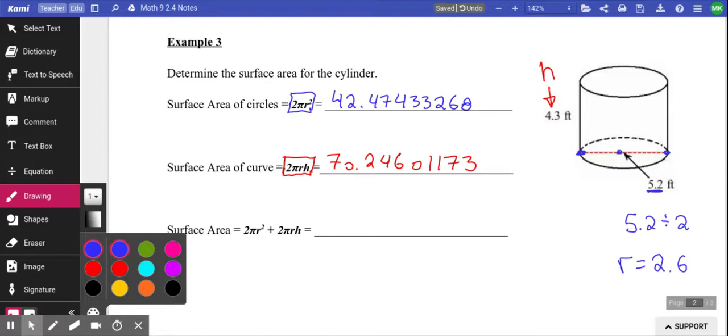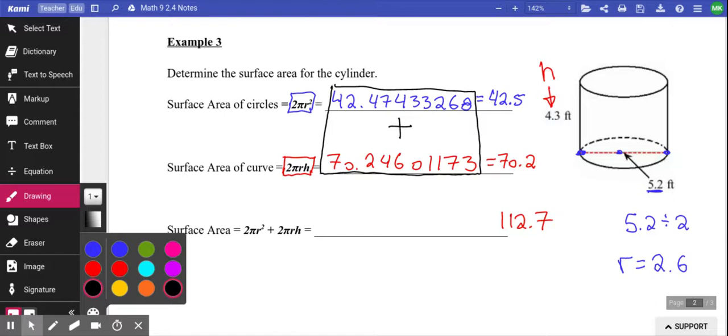Previously, what we would have done is we would have just called the blue one 42.5, and the red one, we would have called 70.2. And then we would have added those rounded numbers to get 112.7. Now, reality is if you do that, you'll be right most of the time. However, you're leaving yourself up to the risk of making a minor mistake. When we round, you want to round your final answer. You don't want to round the parts that add up to it. So what I actually put in my calculator is this entire blue number plus this entire red number. And then I'm going to round that answer.